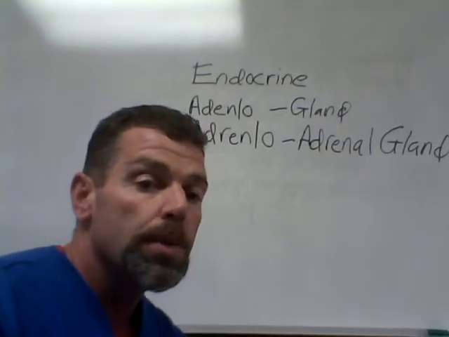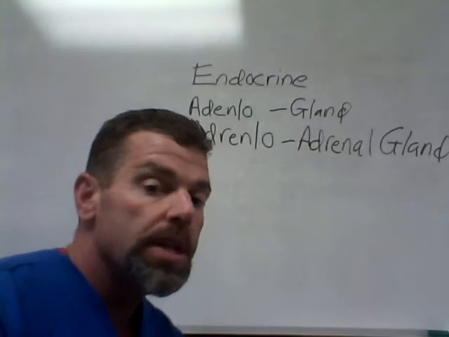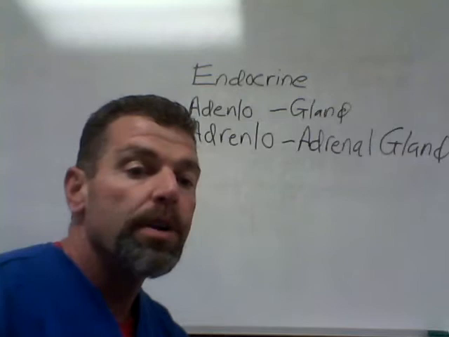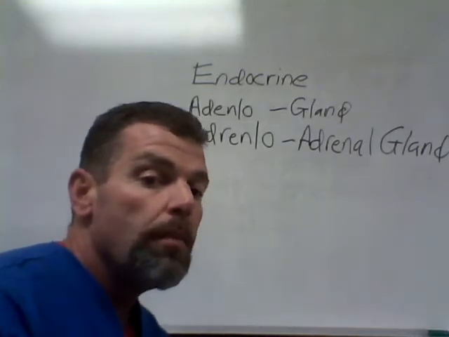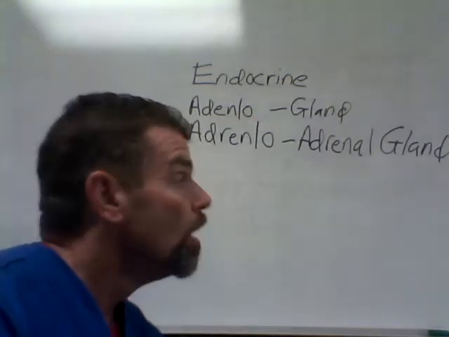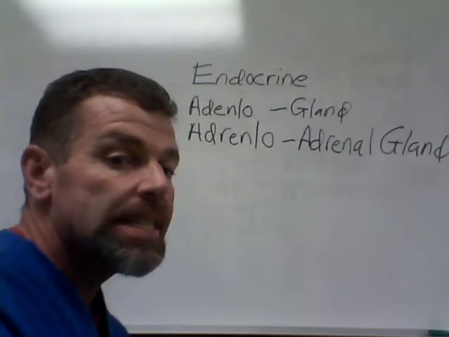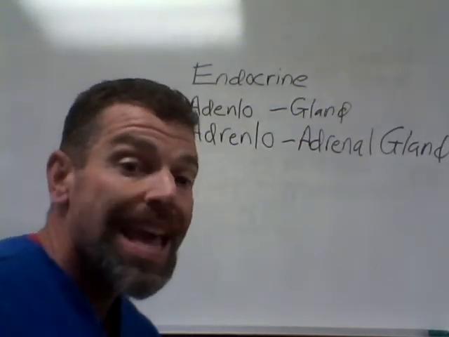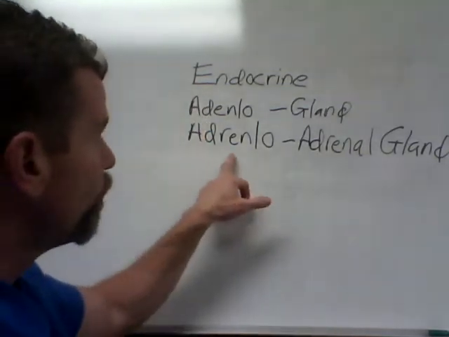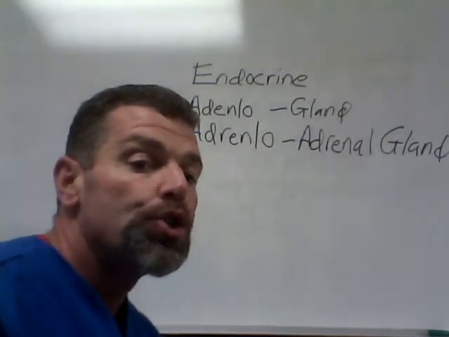Now, in the endocrine system, we're going to come across several medical combining forms that you'll see with various prefixes and suffixes, but there are some very closely related combining forms that we have to be aware of. For example, adeno is a combining form that means gland, and that could be referring to any of the glands of the endocrine system. However, the combining form adreno specifically means the adrenal glands.